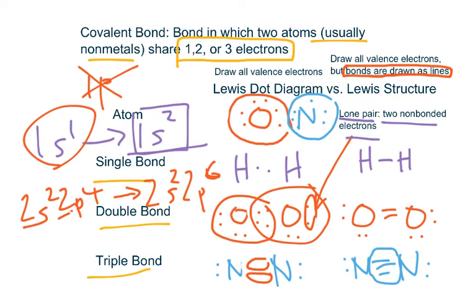So now both of these oxygen atoms have the electron configuration they want, and they are both officially stable, and that's why oxygen forms double bonds. Now what about nitrogen? Well, it's the same case here.